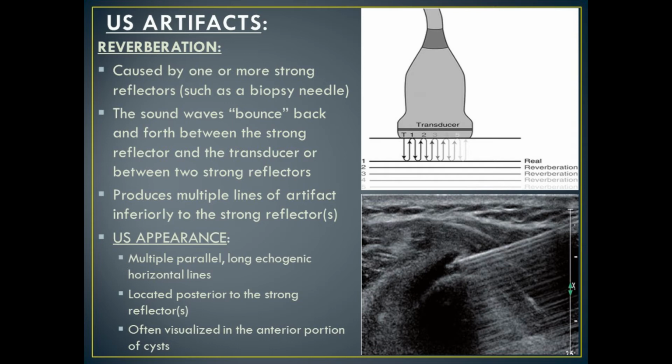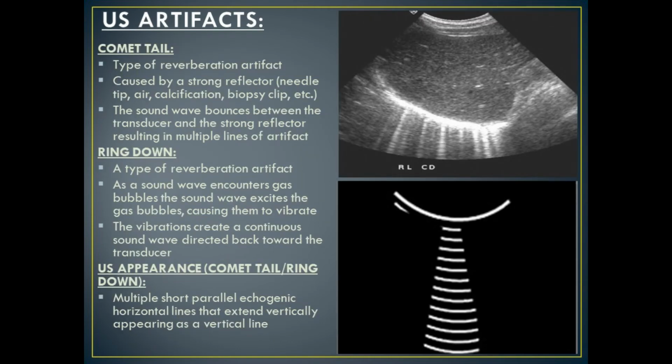The ultrasound appearance of reverberation is multiple parallel long echogenic horizontal lines. They will be located posterior to the strong reflector or reflectors and are often visualized in the anterior portion of cysts. Our next 2 types of multiple echo artifact are comet tail and ring down, and these are both a type of reverberation artifact. Comet tail is caused by a strong reflector, such as a needle tip, air, calcifications, a biopsy clip, etc. The sound wave bounces between the transducer and the strong reflector, resulting in multiple lines of artifact.